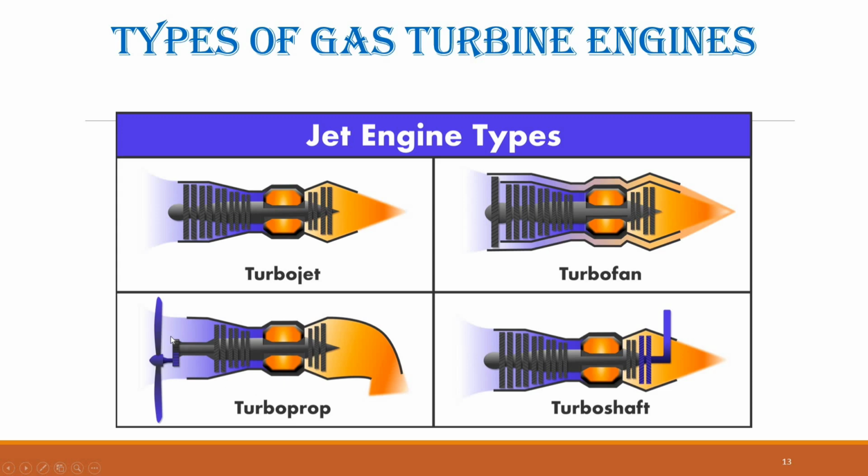Turboprop engines use a turbine to drive a propeller, combining the high-speed capability of turbines with the efficiency of propellers at lower speeds. Turboshaft engines, commonly used in helicopters, deliver rotational energy to a drive shaft rather than producing thrust directly. These engines operate under precise control systems, and their performance is continuously monitored and adjusted by onboard computers to ensure optimal efficiency, safety, and reliability throughout all phases of flight.